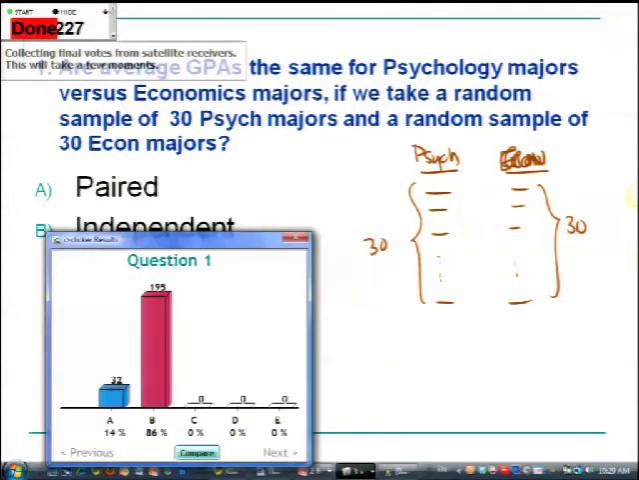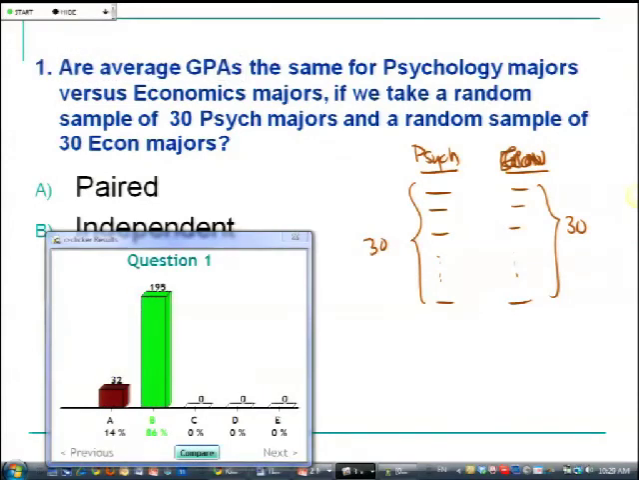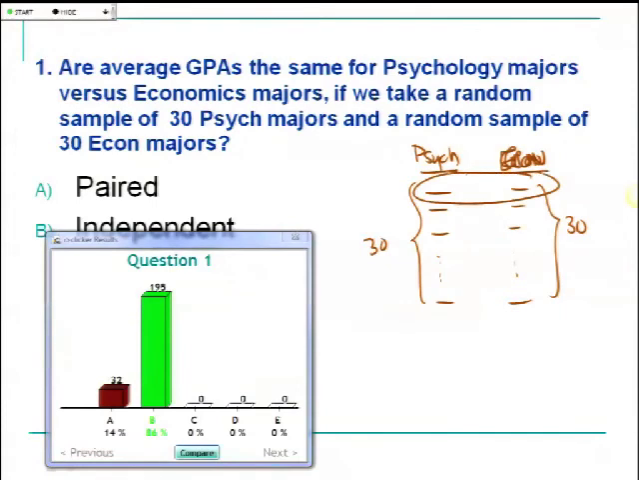And the majority do have it. Here we would have independent sets of data. Independent, why? One of the things you can do is imagine what the data will look like. There'll be 30 GPAs under the psych heading and 30 GPAs under the econ heading. What if I circled those first two observations under each, the first one here and the first one here? Do they have to go together? Do they need to be compared directly because they have something in common that they share?